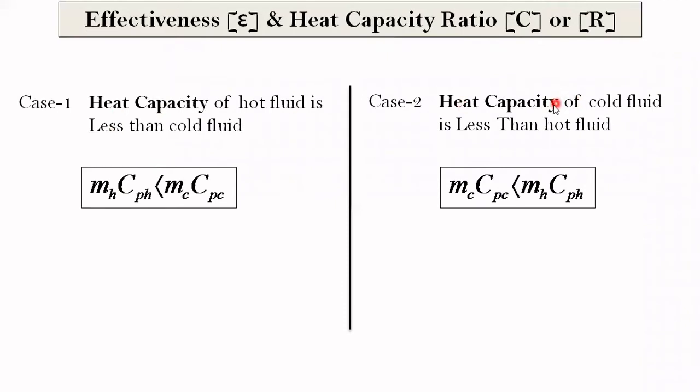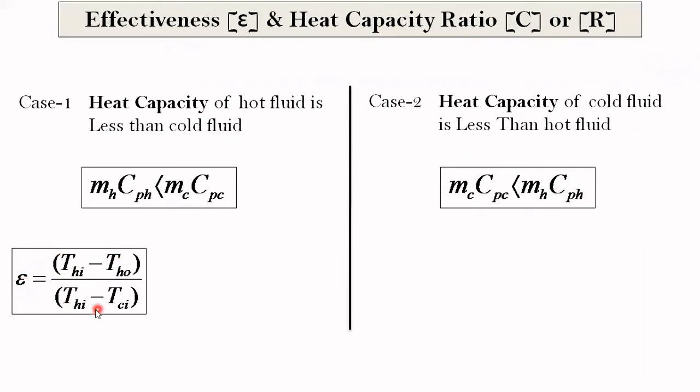Always we will have two cases. Case number one, where the heat capacity for the hot fluid is less than the cold fluid, and case number two, when the heat capacity for the cold fluid is less than the hot fluid. So mHCpH is less than mCCpC, or mCCpC is less than mHCpH. To write down the effectiveness, always write THI minus TCI in the denominator, and write the temperature difference of the fluid whose heat capacity is less in the numerator. So here for the hot fluid, you can write THI minus THO.